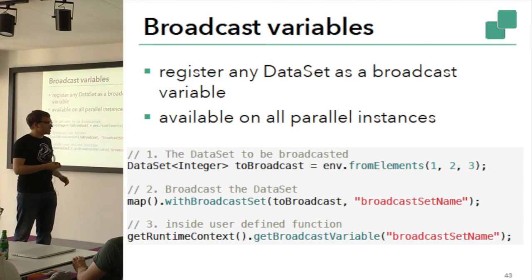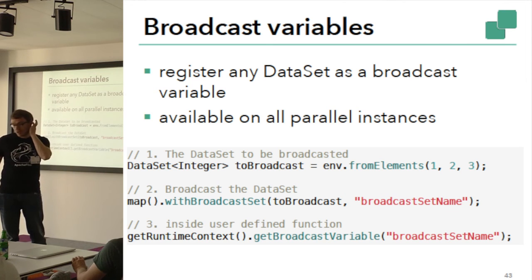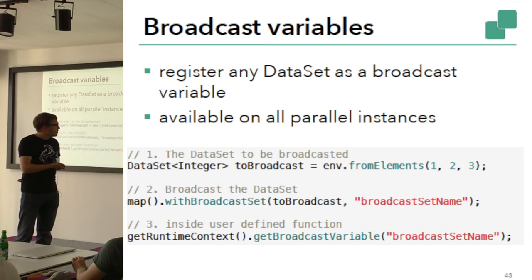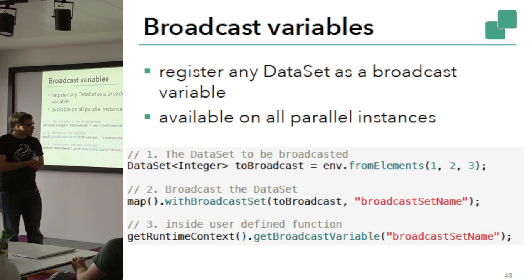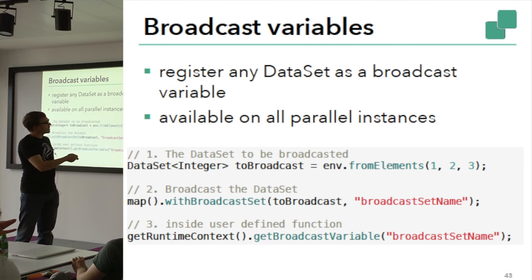The name is used to identify the broadcast set. So you could also add another broadcast set. You can add as many broadcast sets to an operator as you like. It's not very common, but you could add 1 or 2. And then in your rich function, you can call this getRuntimeContext method, and then say getBroadcastVariable, and then specify the name. The return of this getBroadcastVariable call is a collection of integers in this case.